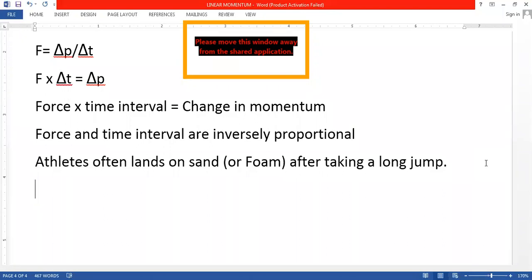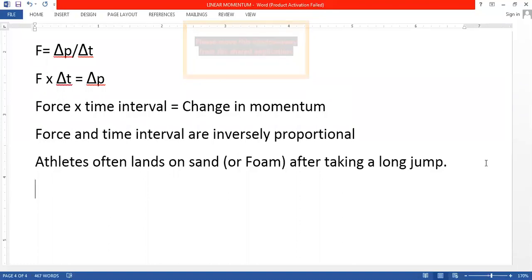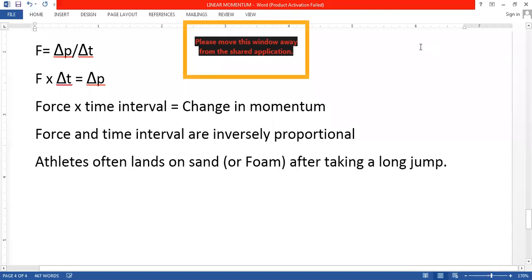Force and time interval. Now, as I told you, force and time interval are inversely proportional. So if the time interval is very small, then the force required to change the momentum will be too much. So what does the athlete prefer? He prefers a longer time interval so that the force required will be less.